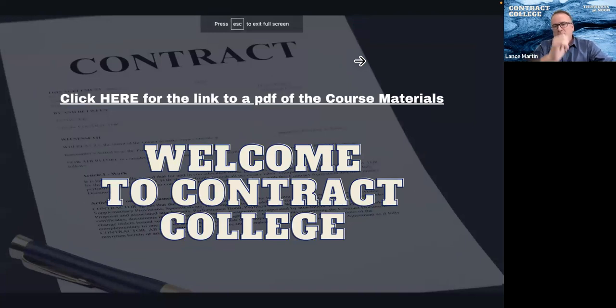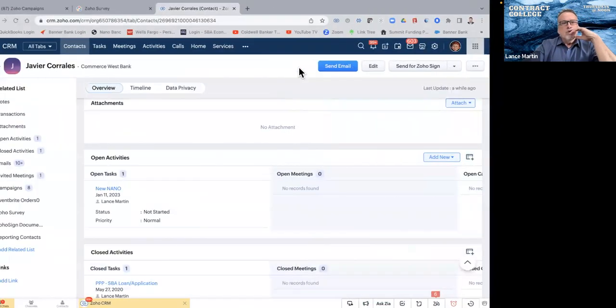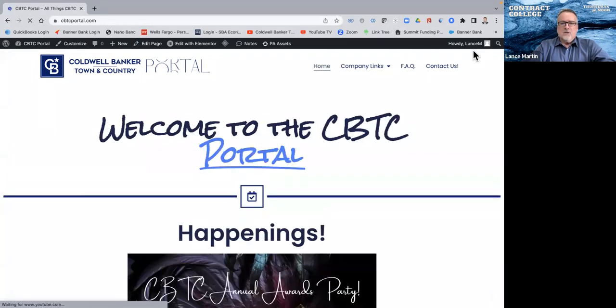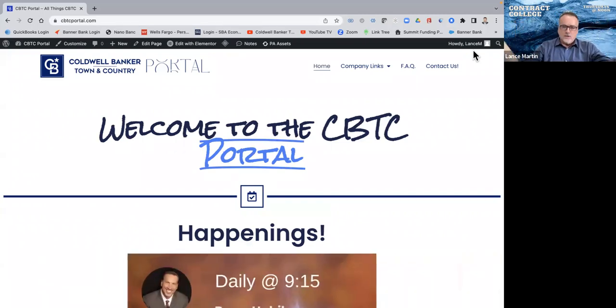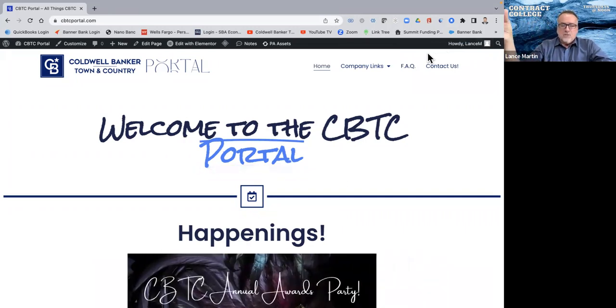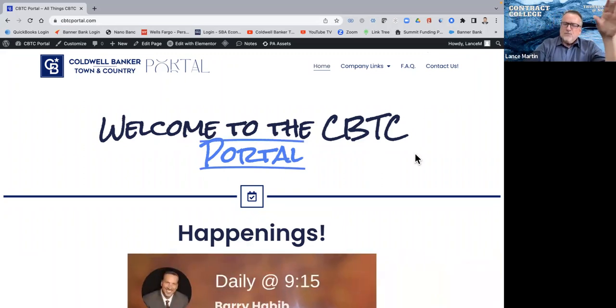The other thing I wanted to share with you, and I'm not sure this is exactly how I want it to look, it's close but not exactly, is our new portal that we're building. This is the website that John Menke is helping us build at the company, and this is an area where I want you guys to be able to come to find all things Coldwell Banker Town and Country. From this point forward we're going to be publishing all of the video training materials that we do, the stuff we've done in the past and the stuff we're doing currently. This is not a finished product, but it's close.